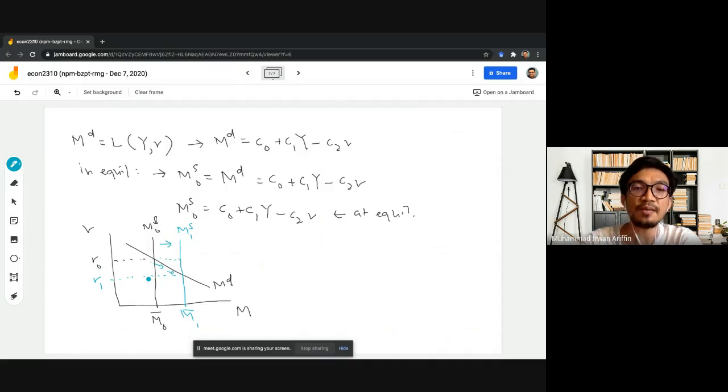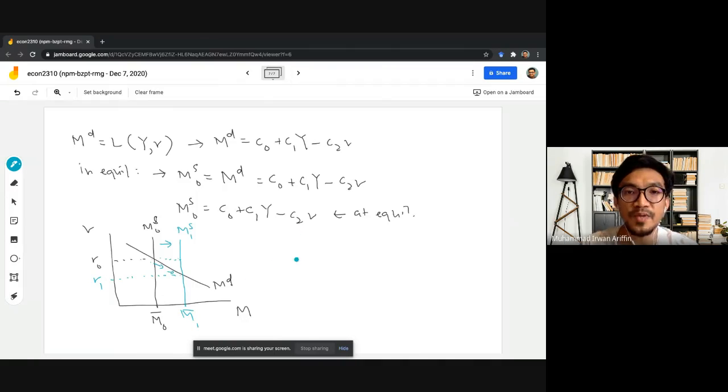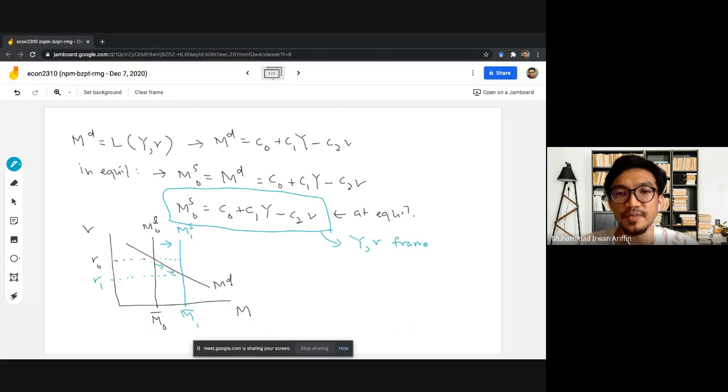So now this is what happens in the money market. How do we translate this into the LM setup? We want to translate this equation into the Y and R framework, because this is what we are doing when we are deriving the LM curve. We are basically trying to establish the relationship between income and interest rate.